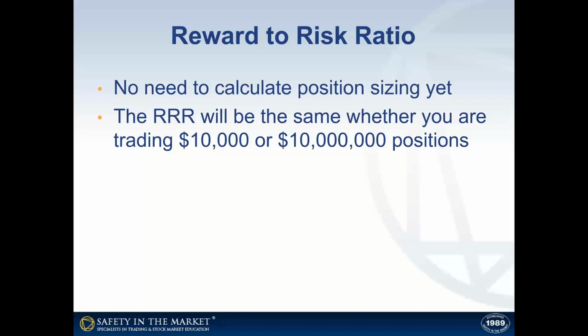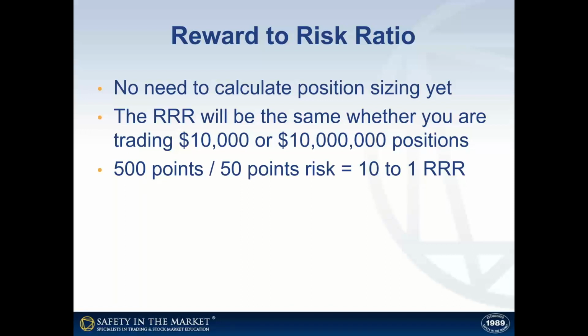So 2 traders, one with a small account, one with a large account, could take the exact same trade, and one might risk $5, one might risk $50,000, but their reward to risk ratio is going to be the same. And the reason for that is the reward to risk ratio is calculated just based on points or ticks in the market. So if you're risking 50 points and your profit target is 500 points away, that's a 10 to 1 reward to risk ratio. If you're risking $100 on the trade, you're going to make $1,000 if you're right. If you're risking $1 million on the trade, you're going to make $10 million if you're right. In both cases, it's a 10 to 1 reward to risk ratio.